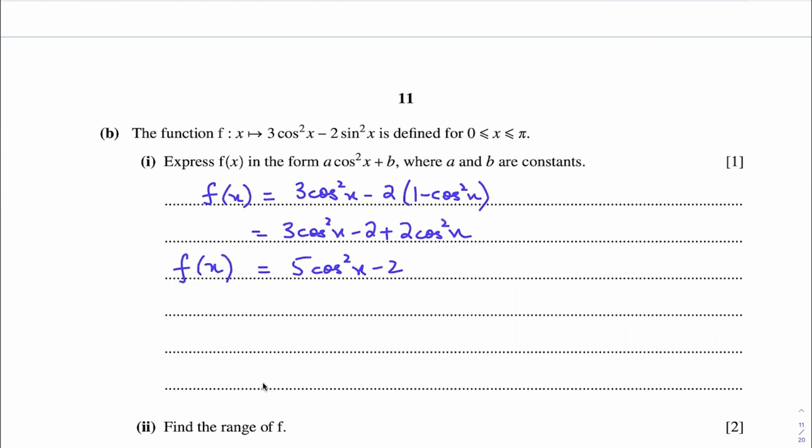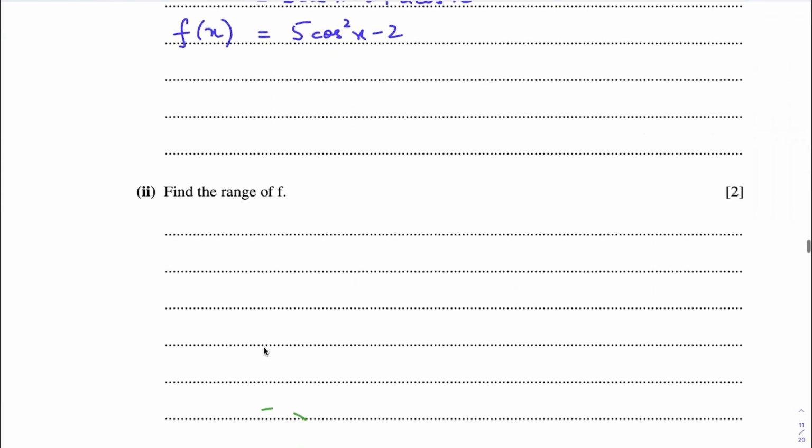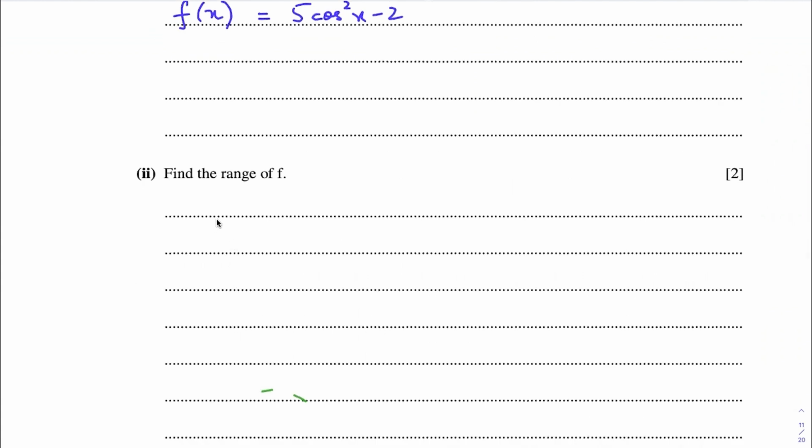Now in part 2, we have to find the range of f. To find the range of f, it is better to use a graph as it easily tells us what the maximum and minimum value is. Now if you draw a graph of y is equal to 5 cos of x, so let's say this is 5 and this is minus 5, a graph would be drawn like this.